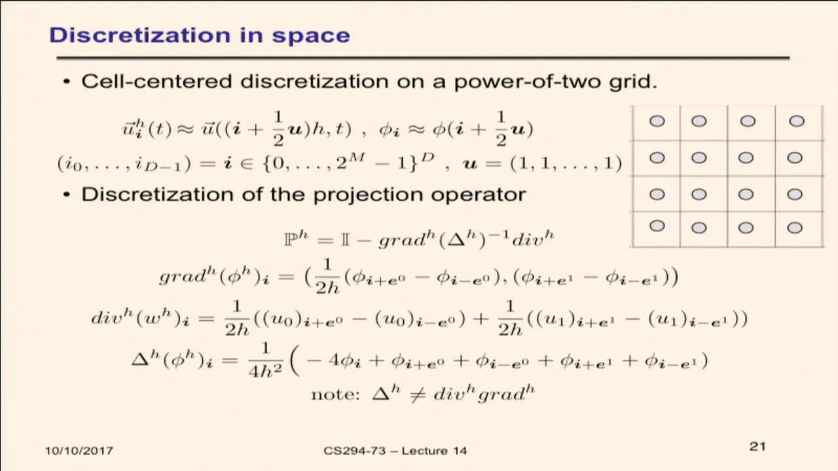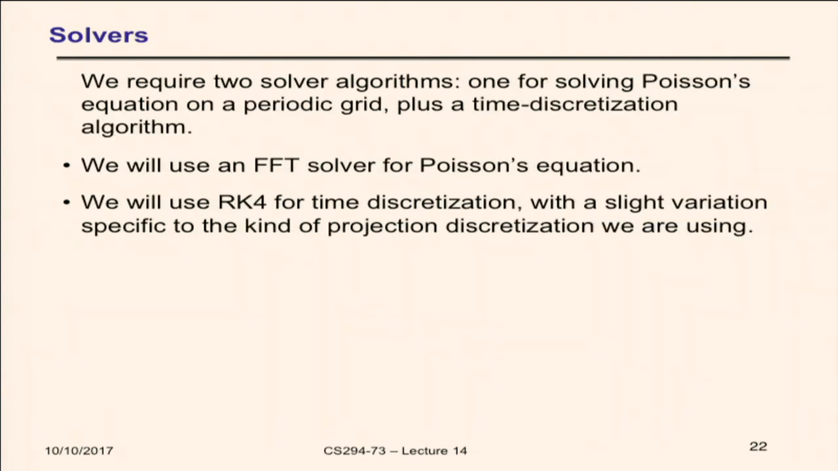So again, what I'm doing here is I'm just stating, here's my PDE, and here's the way I'm going to discretize all the things that appear in the PDE. I've told you how I discretize advection and how I discretize the projection. Now I have to tell you how I do time discretization. I also have to tell you how I solve Poisson's equation. So we have two solver algorithms we need: one for solving Poisson's equation on a periodic grid, plus a time discretization algorithm. We'll use an FFT solver for Poisson's equation. You'll hear more about that when we do the particle lecture. And you'll also hear more about the fourth order Runge-Kutta method for time discretization when we do that.